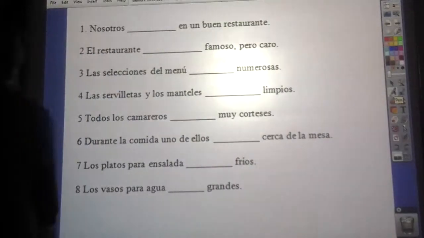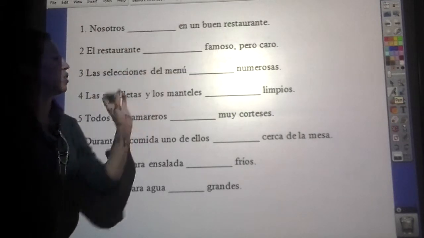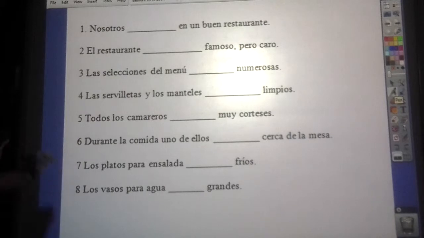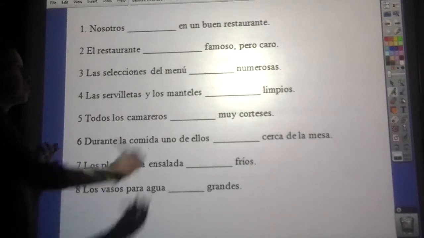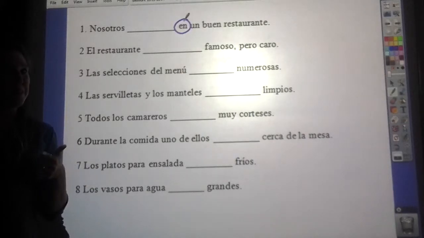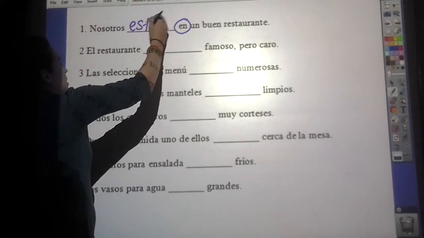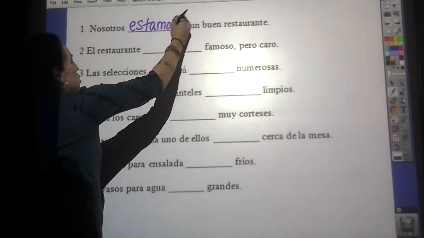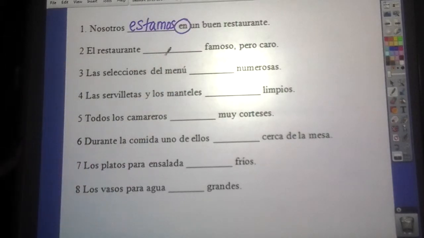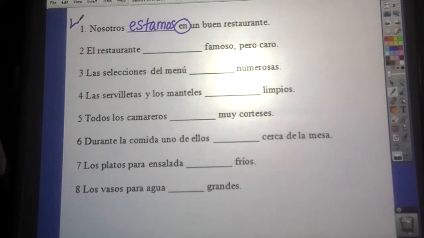Okay, so, primero, nosotros blank en un restaurante, o en un buen restaurante. There is a key word in this sentence which is en, which tells us what? Muy bien, tells us location. Excelente, entonces necesitamos tener estamos. Estamos. This is a location if you're looking for the reason.